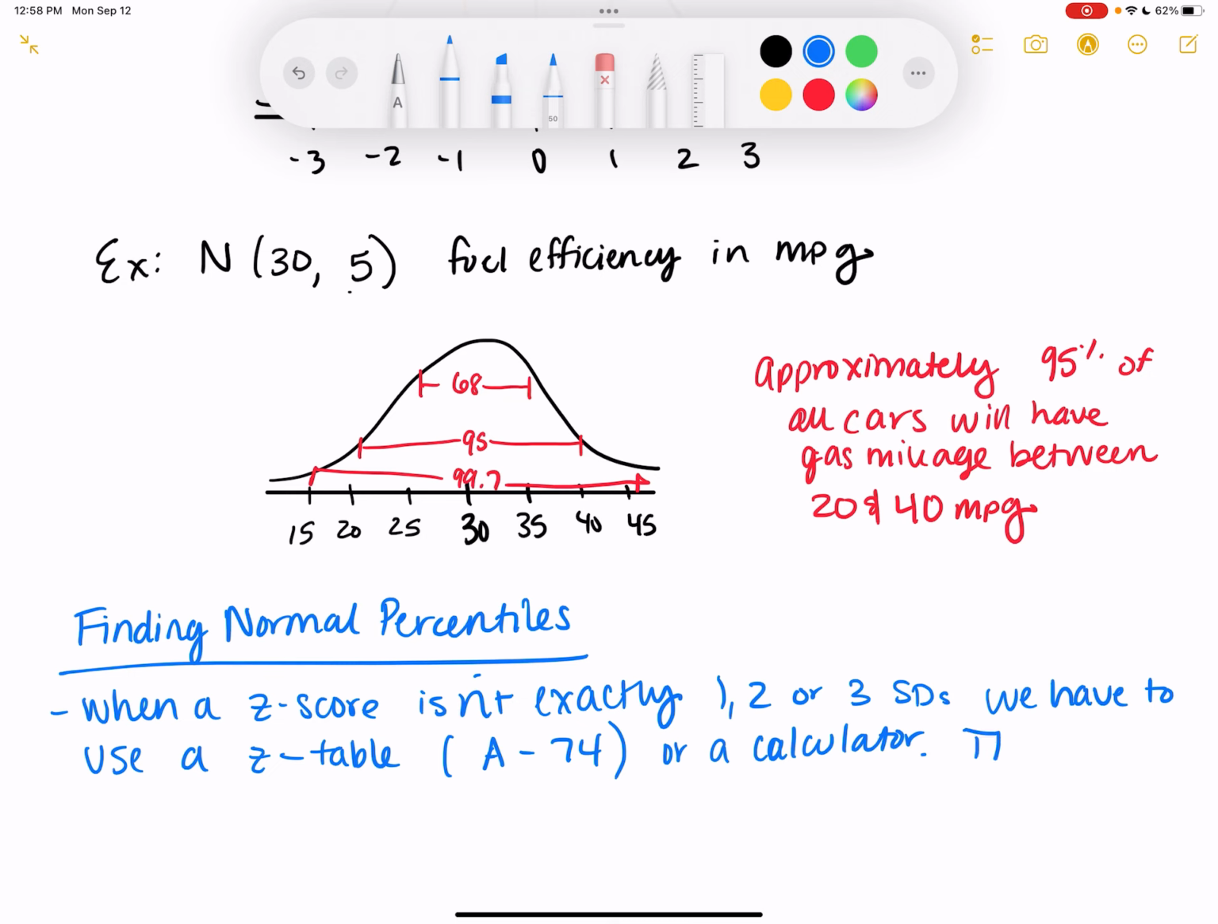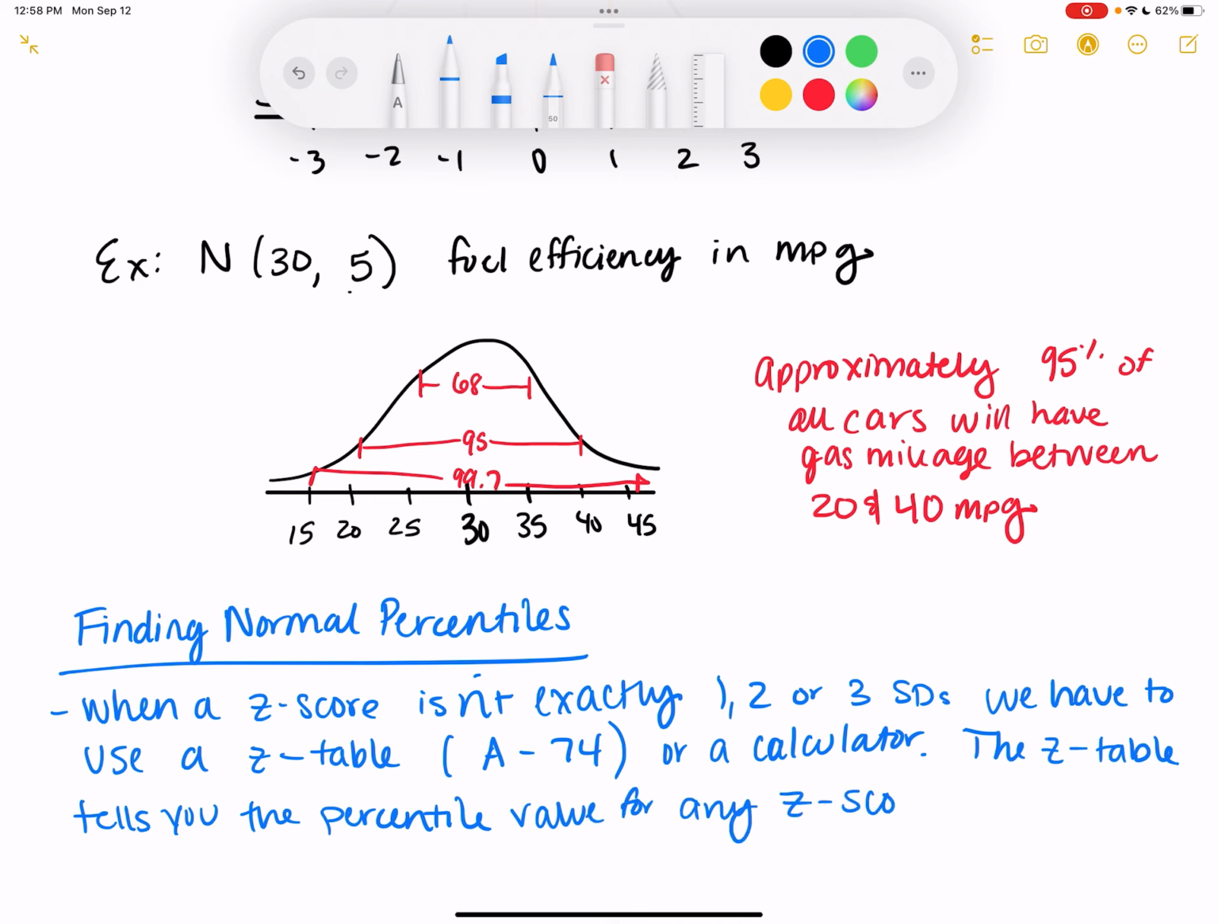The z-score or the z-table tells you the percentile value for any z-score. So basically how this tells you like 68% of the data is here, this allows you to say like, oh, 30% of the data lies here or whatever is essentially what that's going to tell you.